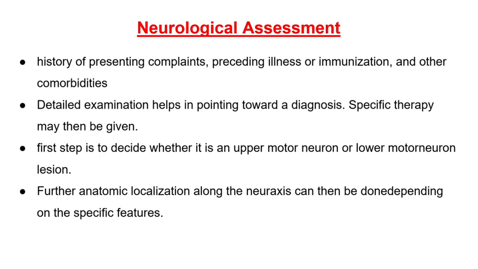Neurological assessment: history of presenting complaints, preceding illness or immunization, and other comorbidities. Detailed examination helps in pointing towards a diagnosis. Specific therapy then may be given. The first step is to decide whether it is an upper motor neuron or lower motor neuron lesion. Further anatomic localization along the neuraxis can then be done depending upon the specific features.